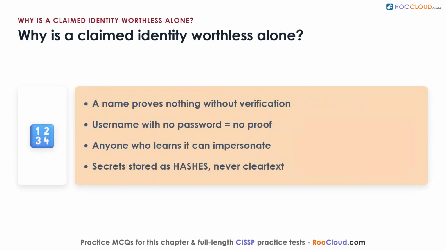Why is a claimed identity worthless on its own? Because a name proves nothing without verification. Imagine a user types the username for an employee named John Doe but never enters a password. If the system lets him in on the name alone, it has no proof he is actually John. Anyone who learns that username could walk right in.